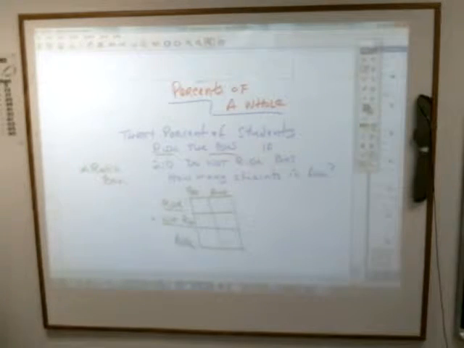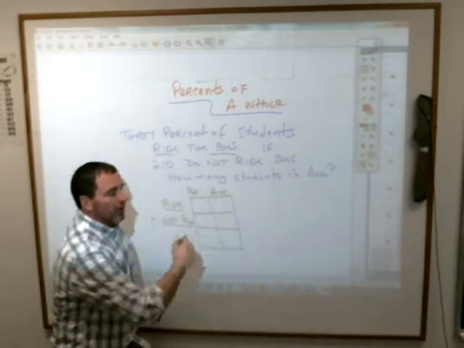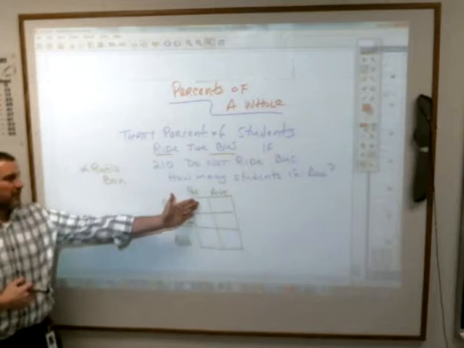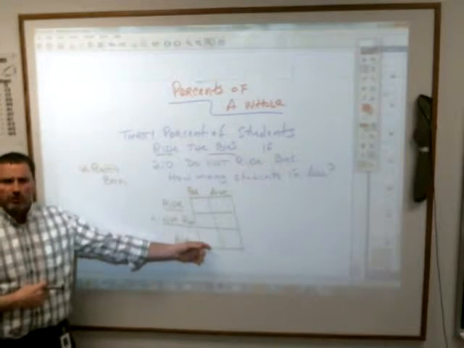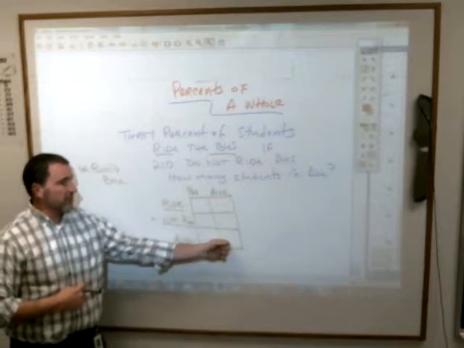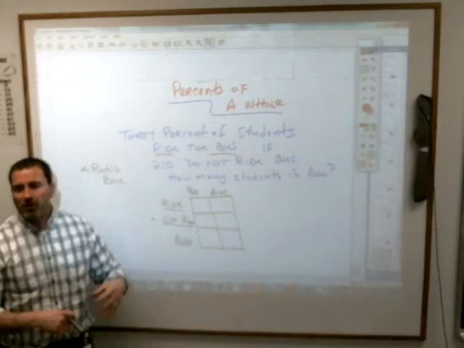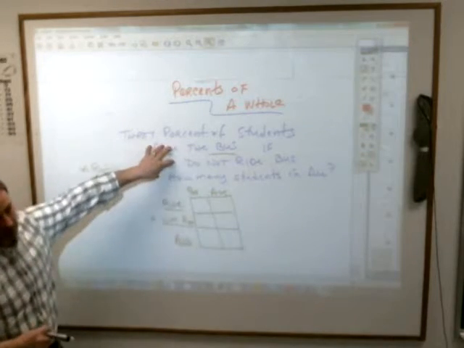There's my box. I just need to fill in the blanks that I know. What do I know of all these pieces? Do I know the percent that ride the bus, the percent that don't ride the bus? Do I know the all percent? Do I know how many actually ride the bus, how many don't ride the bus, or how many total students there are? What do I know of those 6 boxes? Which ones can I fill in with the info I've been given right here?